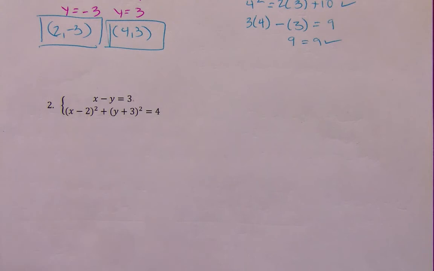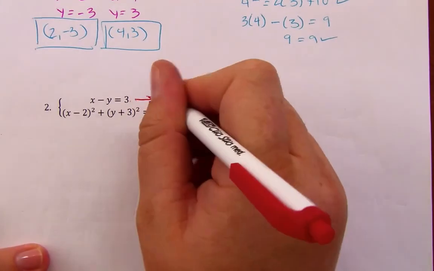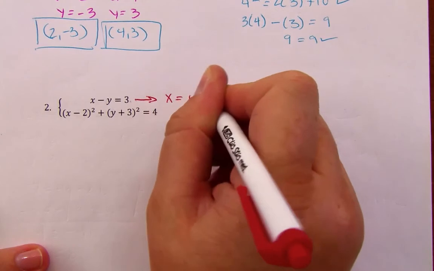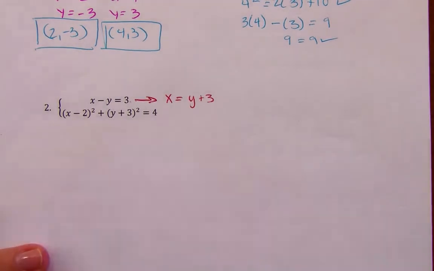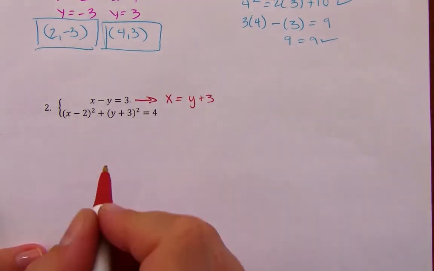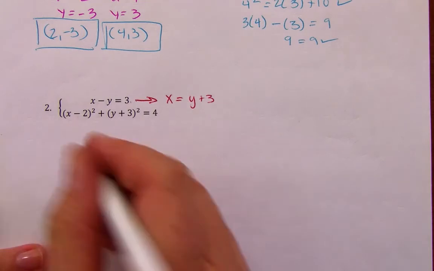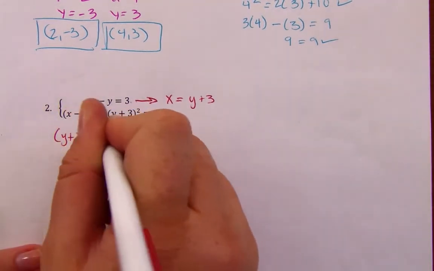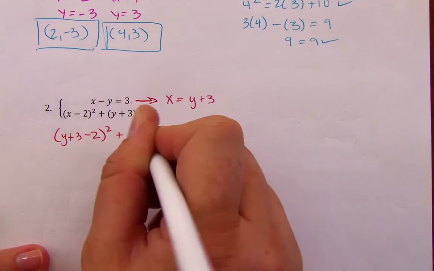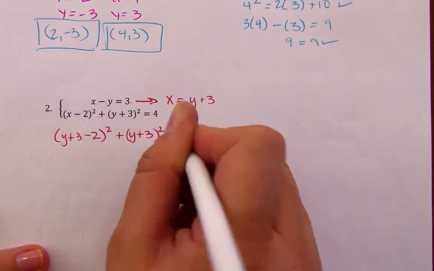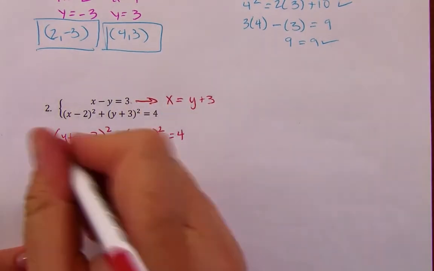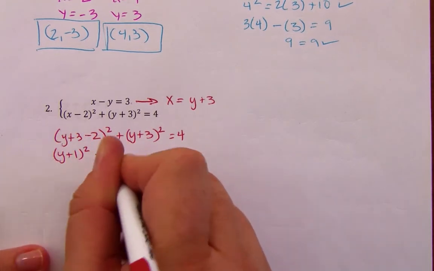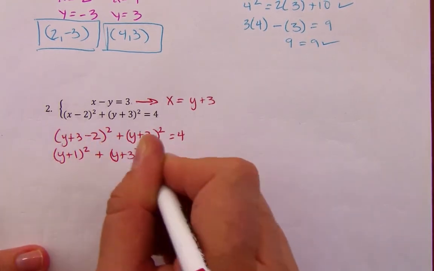We have a few options here. What I recommend doing is solving here, and if we add y to both sides, x is equal to y plus 3. And then we can substitute in here. So we can substitute in for x, and we have (y plus 3 minus 2) squared plus (y plus 3) squared equals 4. 3 minus 2 is 1. (y plus 1) squared plus (y plus 3) squared equals 4.